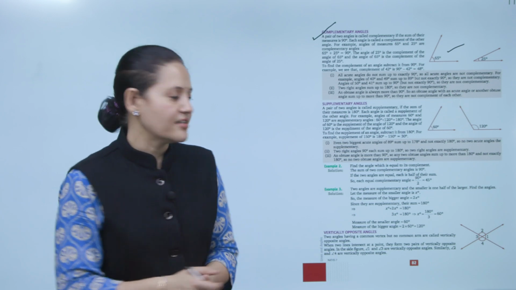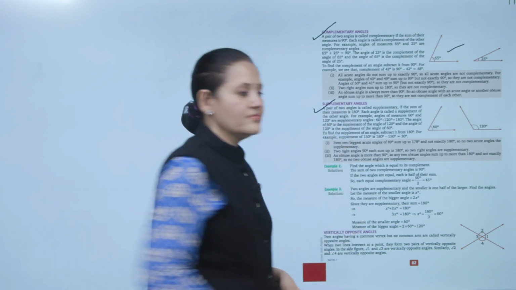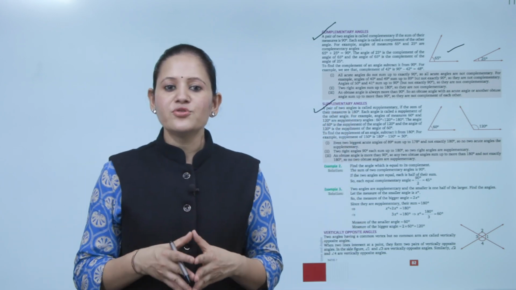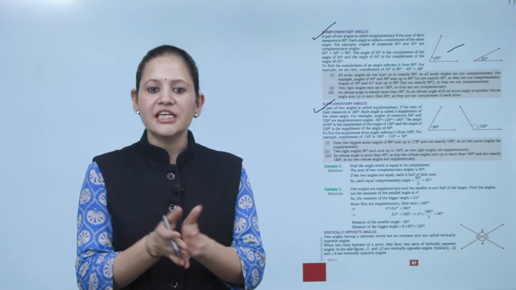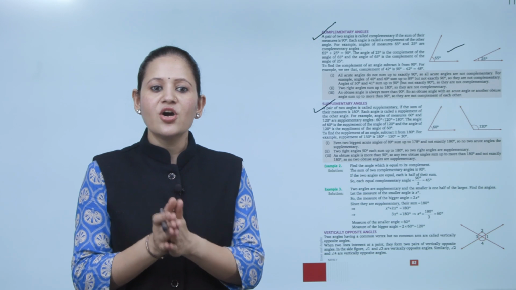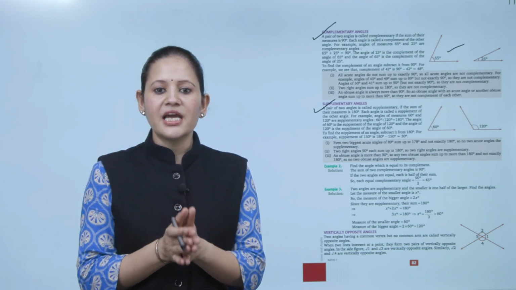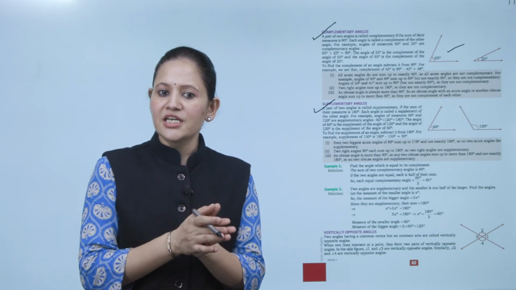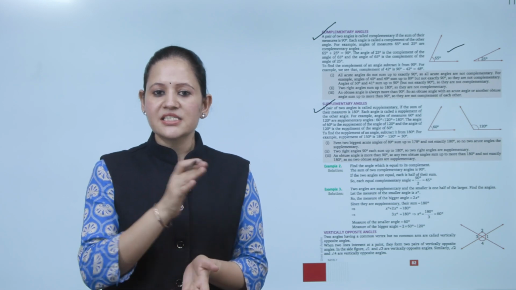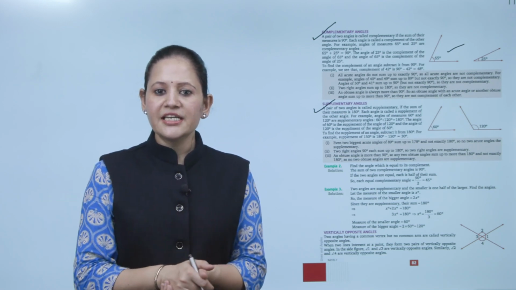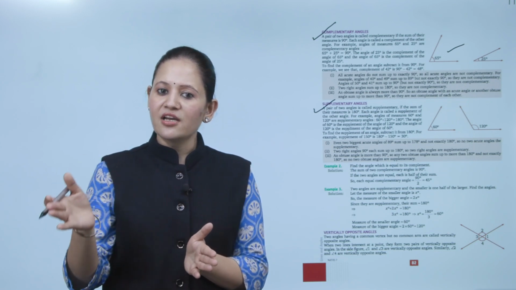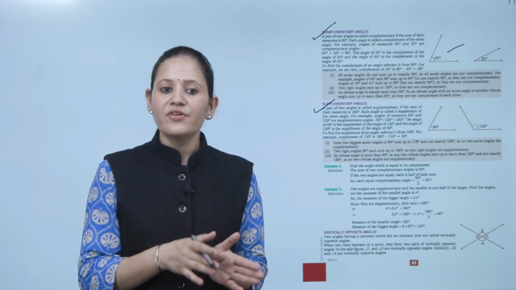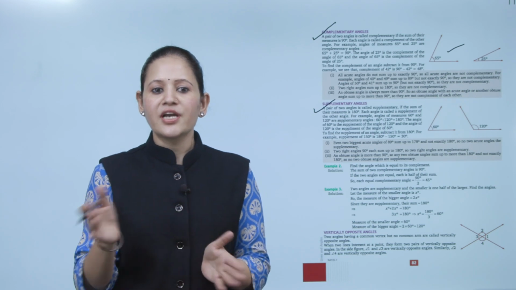Next is supplementary angles. A pair of two angles is called supplementary if the sum of their measures is 180 degrees. Each angle is called the supplement of the other angle. For example, angles measuring 60 degrees and 120 degrees are supplementary angles because 60 plus 120 is 180 degrees. The angle of 60 degrees is the supplement of the angle of 120 degrees, and the angle of 120 degrees is the supplement of the angle of 60 degrees.